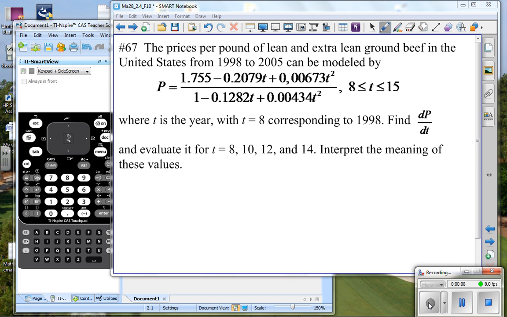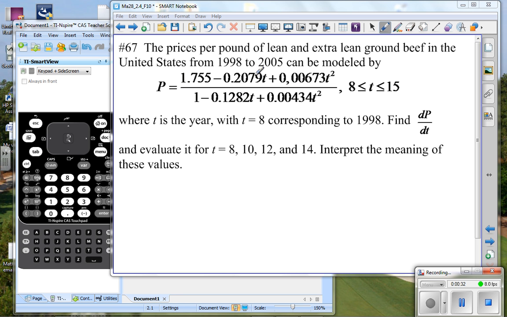This problem is once again one of our application problems, one where we're going to be able to see something you can maybe relate to in your business courses. Finding the prices per pound of lean and extra lean ground beef from 1998 to 2005, modeled by this function. Again, I don't know who designed this.